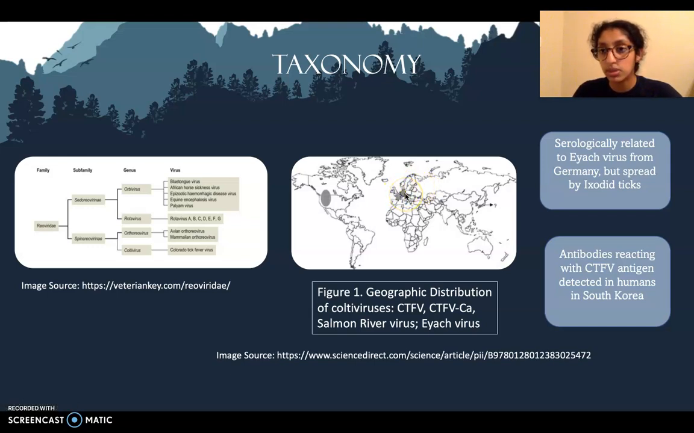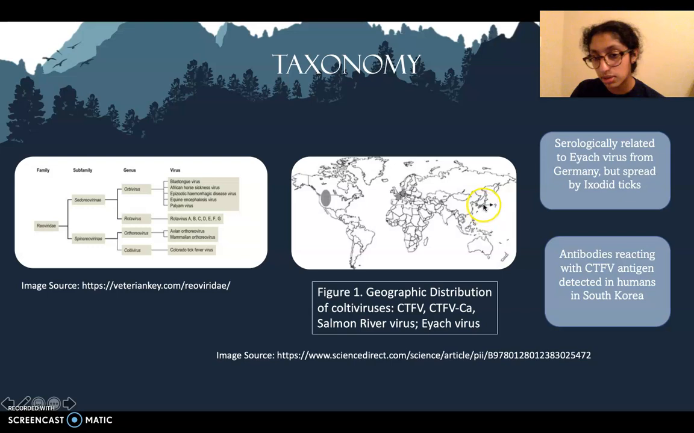And this is not evolutionarily similar to these, though it is serologically, so antigenically, related to these guys over here. And so it does have similar symptoms to CTFV. It actually results in neurological complications but more importantly, febrile illness. But the difference is that I guess it's spread by Ixodes ticks.